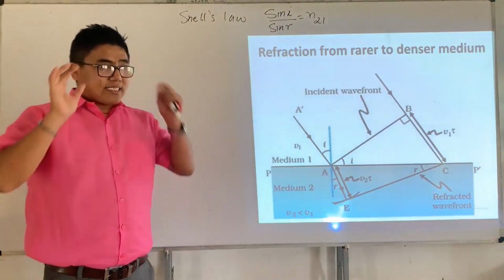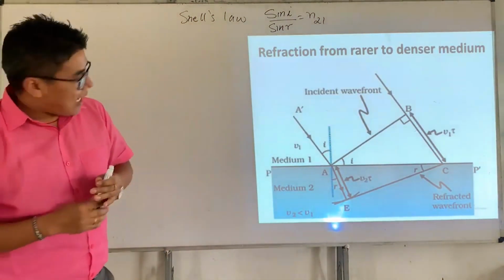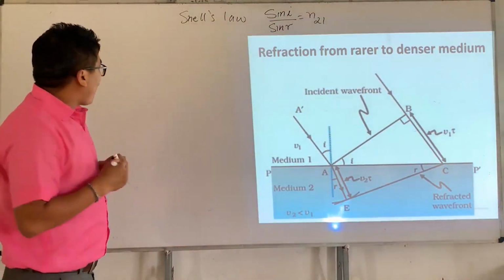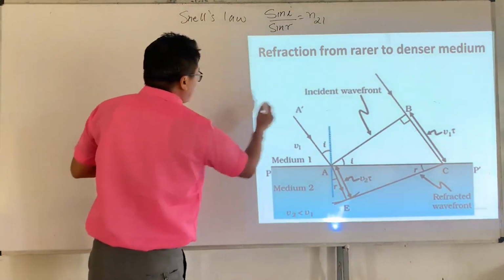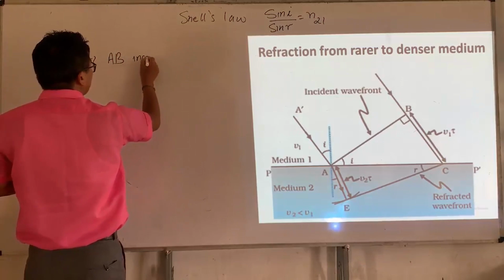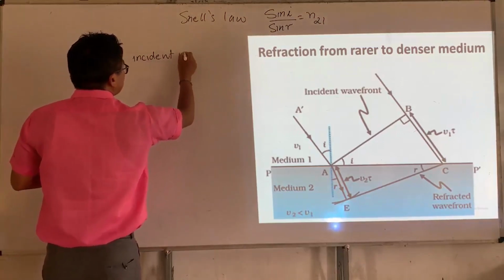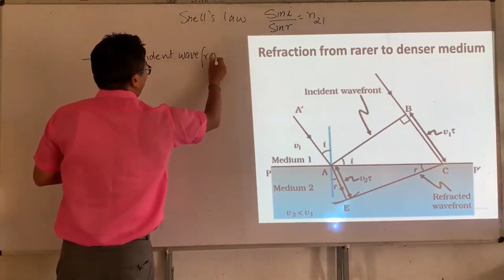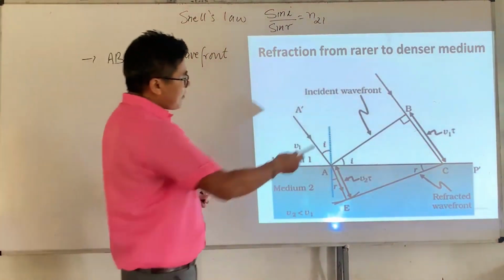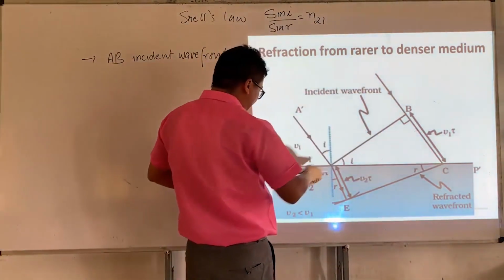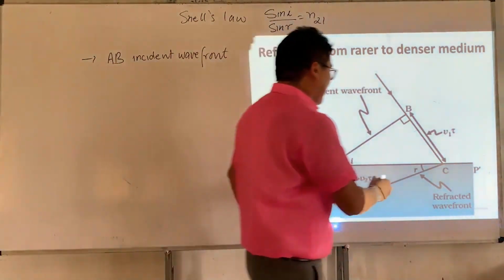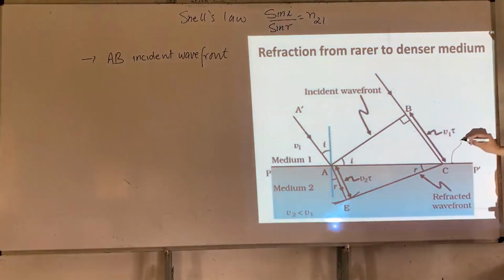Let's start like this. I say AB is an incident wavefront, and this is a plane wave. It is something like this. And PP prime is an interface surface.